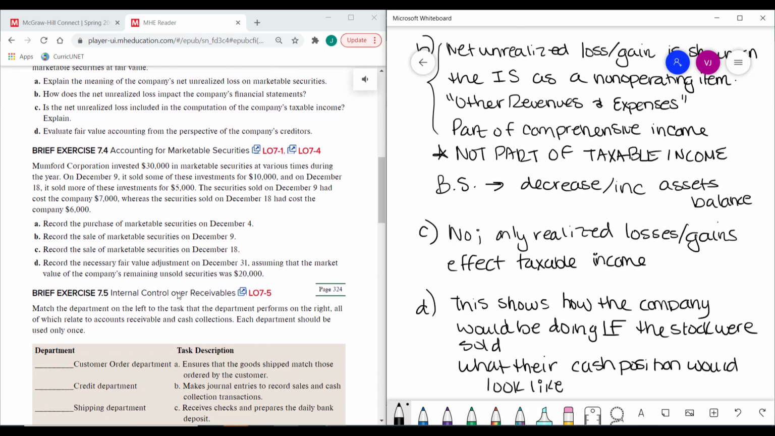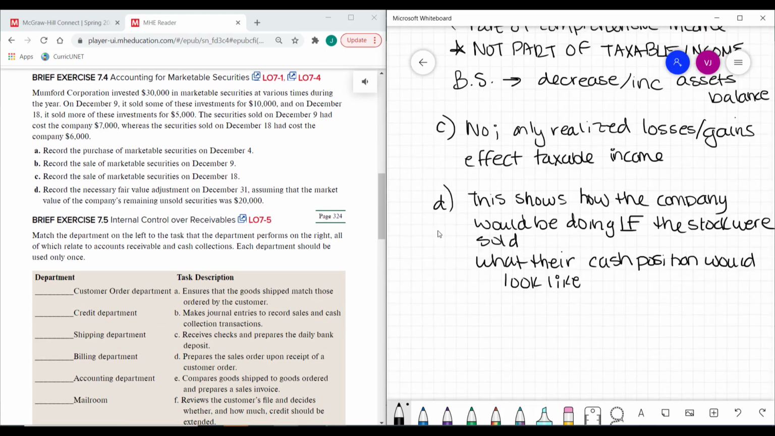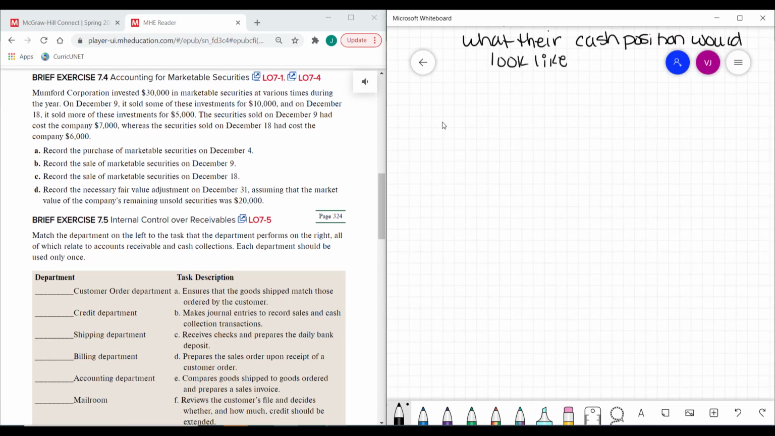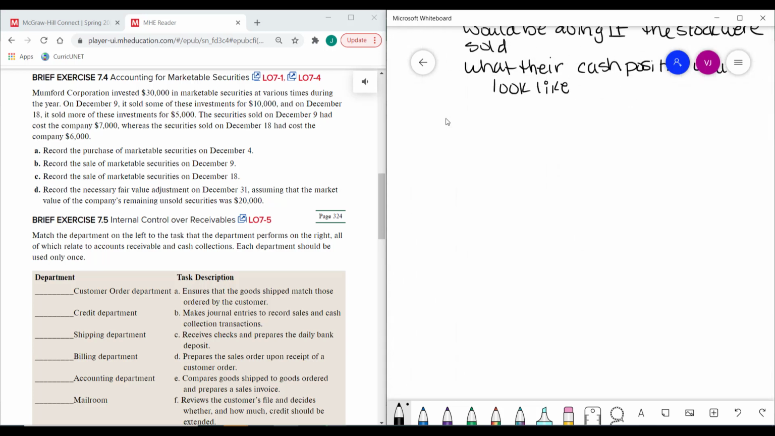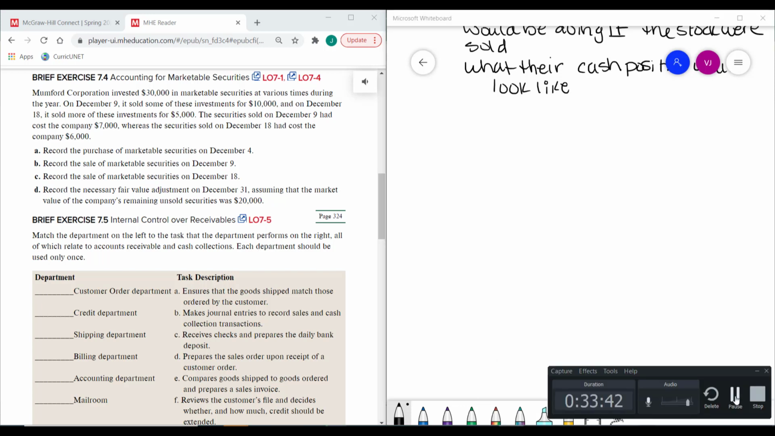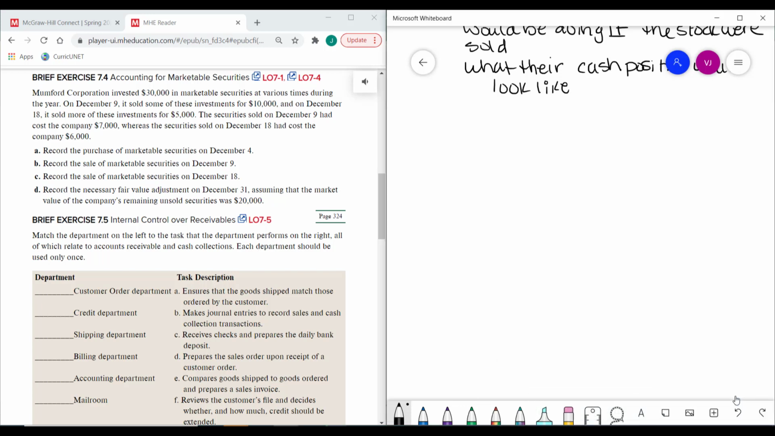Okay, so we'll move on to 7.4. Mumford Corporation invested $30,000 in marketable securities at various times during the year. On December 9th, it sold some of these investments for $10,000, and on December 18th, it sold more of these investments for $5,000. The securities sold on December 9th had cost the company $7,000, whereas securities sold on December 18th had cost the company $6,000. So now we're going to have to record something.